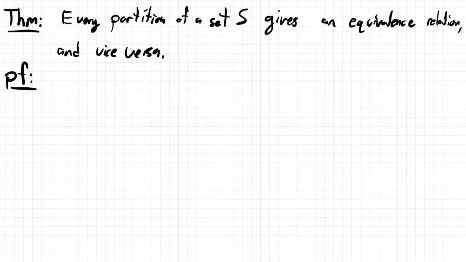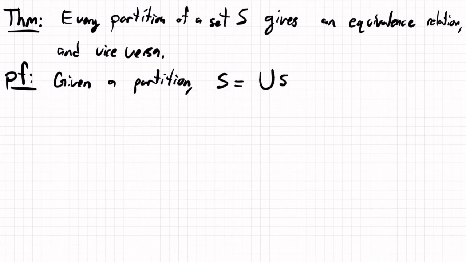So how is this going to work? Given a partition, S is equal to the union of S_i. Here's some mathematical notation: if I write the union with square ends, this is called a disjoint union. A disjoint union has in its definition that each of these S_i are disjoint.